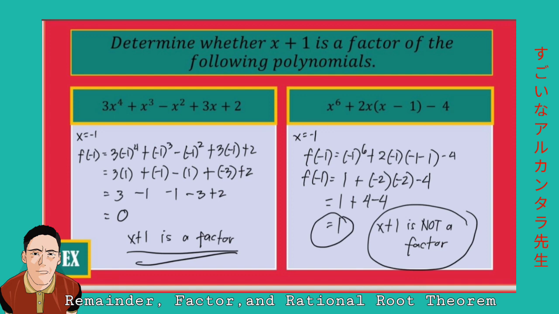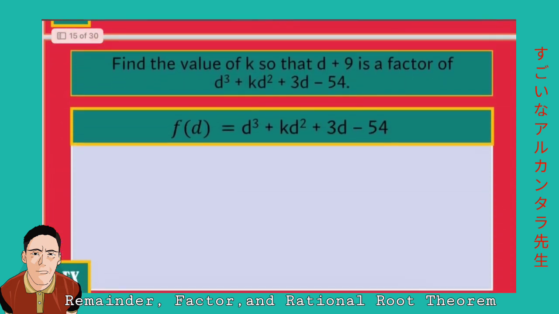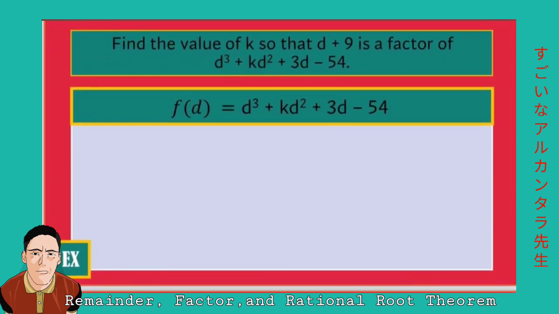Okay? So let's go with our last example, similar to the remainder theorem. Let's say we have k. Now, as you can see here, it's f of d. Again, it doesn't matter. Your d here is like the x earlier. So there's nothing to worry about. So let's start with d plus 9.